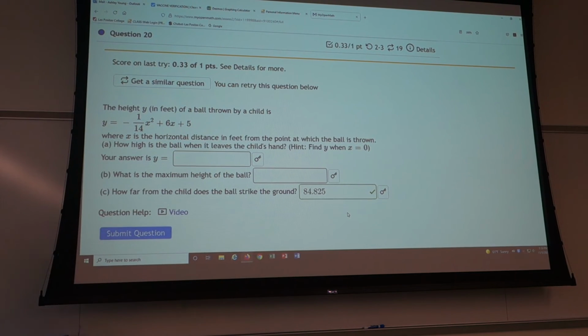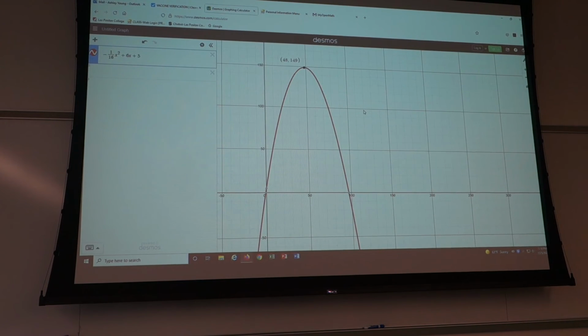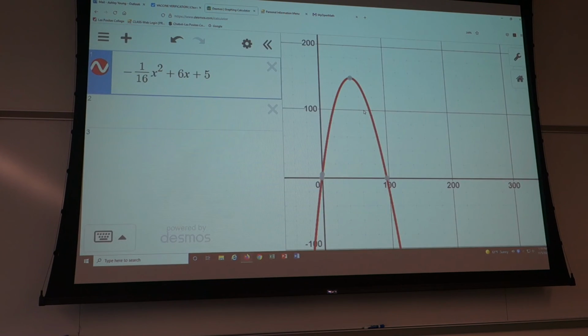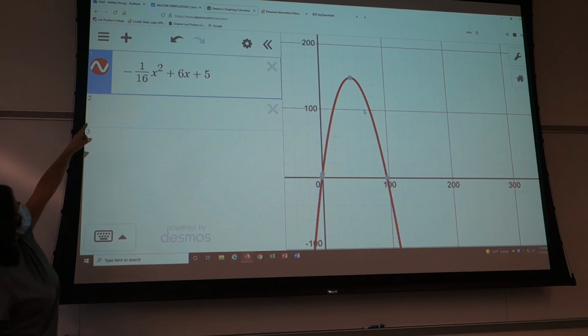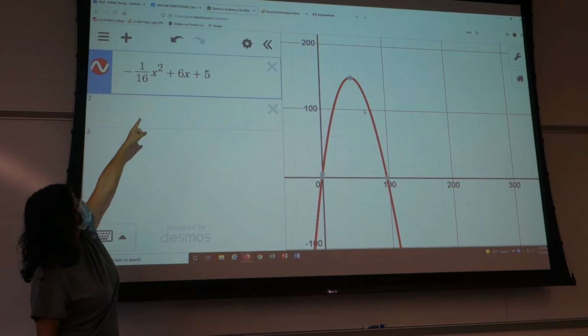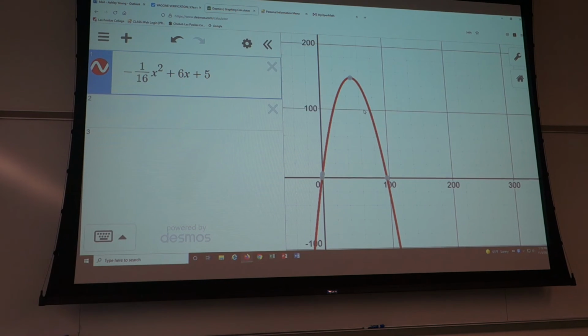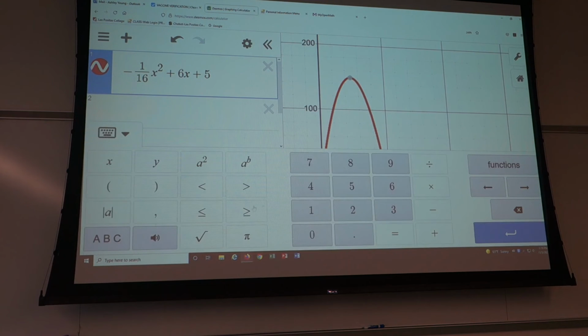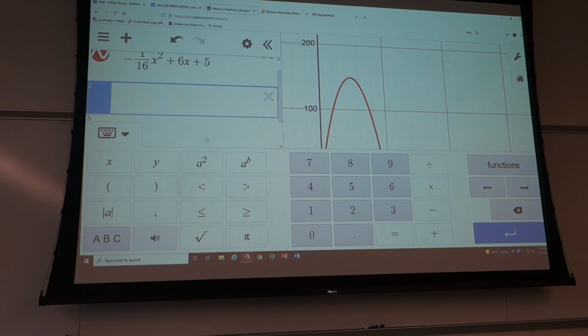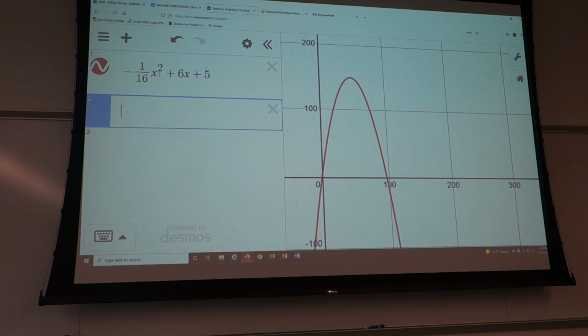Now you could also have found this graphically. We graphed it also on Desmos. So I just put it into Desmos up here. Let's see if I can make this one bigger. I just plugged it in: negative 1 over 16 x squared plus 6x plus 5. You can use this little calculator down here if you need to. Or for the x squared, I just use the little caret on my keyboard, which is above the 6.